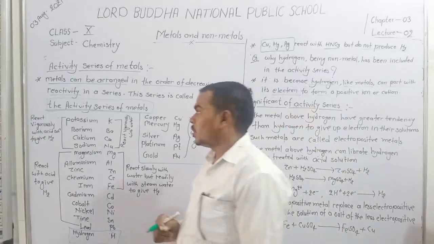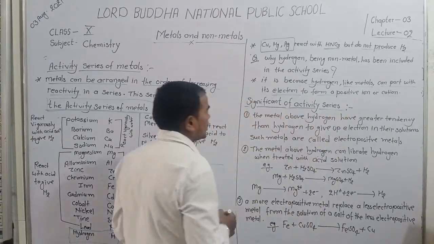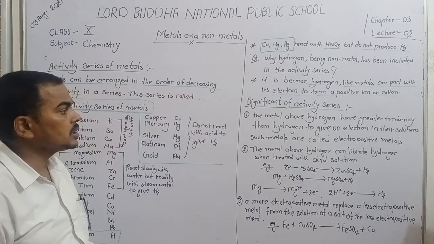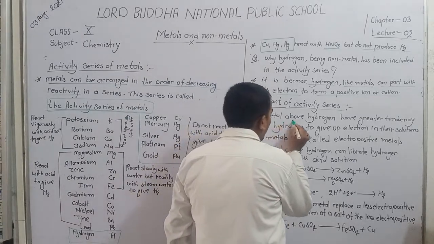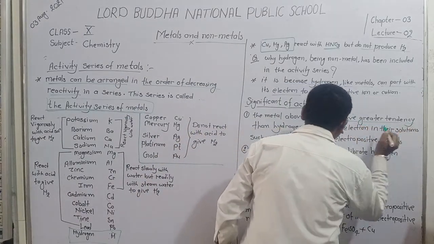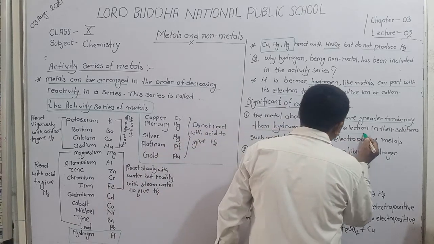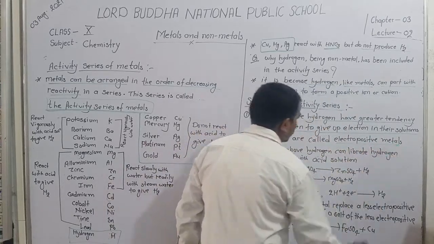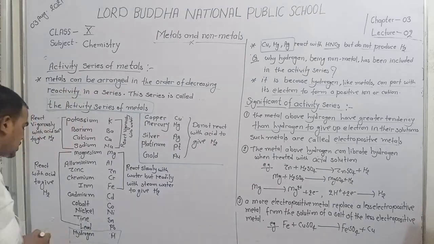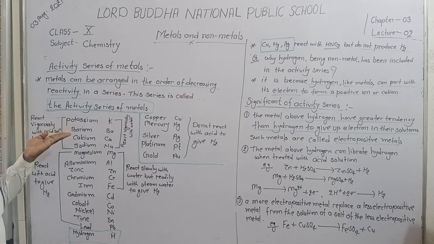Now let us discuss the significance of the reactivity series. The first significance is that the metals above hydrogen have a greater tendency than hydrogen to give electrons in their solutions. Such metals are called electropositive metals. Always remember, the metals placed above hydrogen are known as electropositive metals.